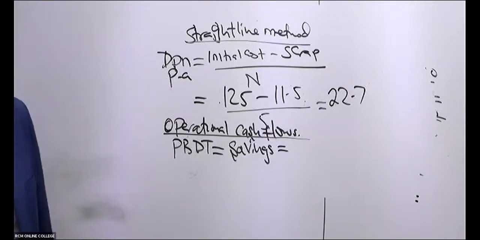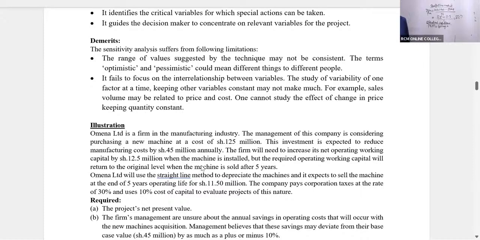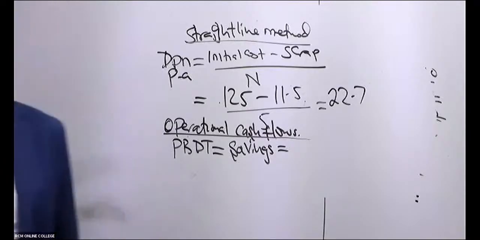Once we start operating it, we've seen there are some savings which will happen there. Once we start operating this machine, they have told us somewhere there. There is a place they have told us. Actually, the third sentence. The first one is the company, the second sentence is the management of this company, and the third one says this investment is expected to reduce manufacturing cost by 45. That is what we expect to save, should we bring this machine.